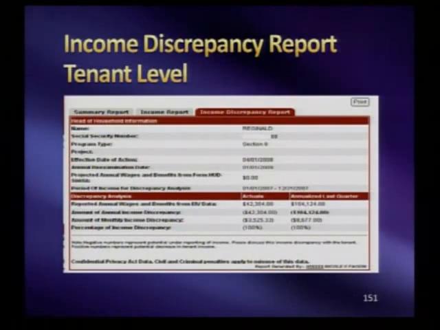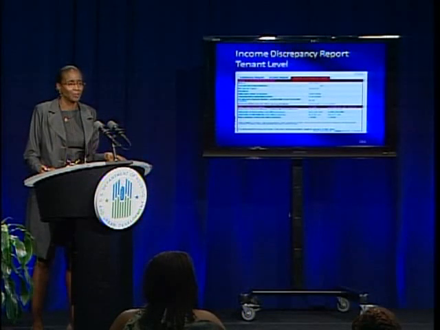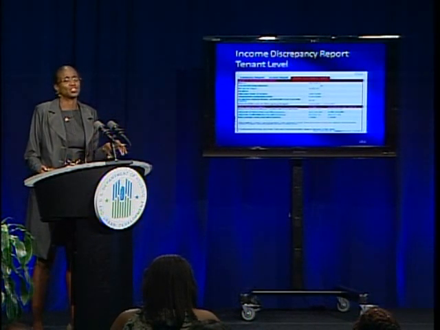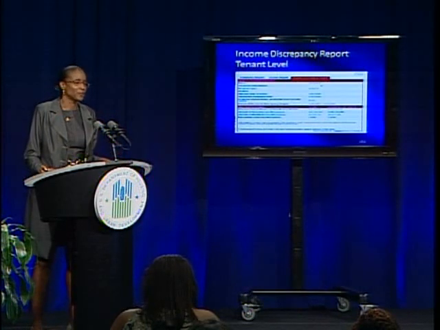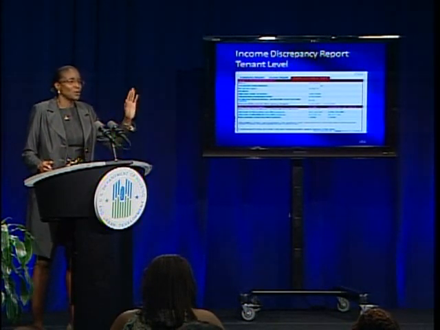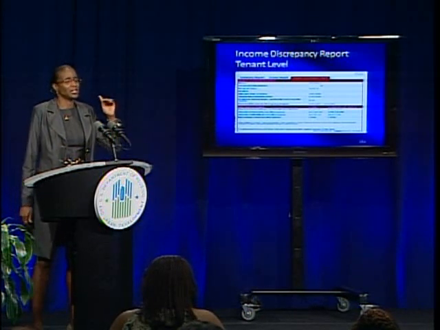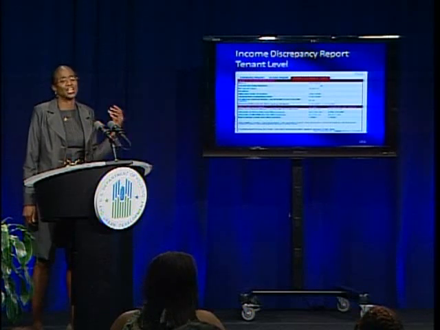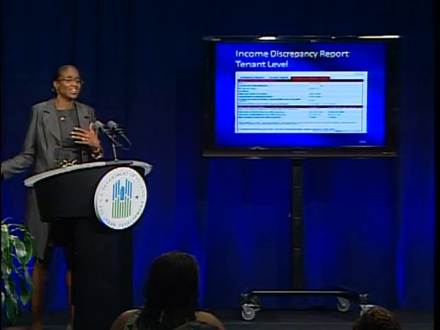This is your detailed, or actually your summary level, tenant level income discrepancy. And basically, it's showing you what was reported on the 50058. And let me just emphasize, the amount reported on the 50058 is not the total household income. It is only the total PIC reported wages, unemployment, and Social Security benefit information. So wages, unemployment, Social Security benefits, those are the only income sources it's pulling from Section 7 of the 50058, and it's comparing it to wages, unemployment, and Social Security in EIV.